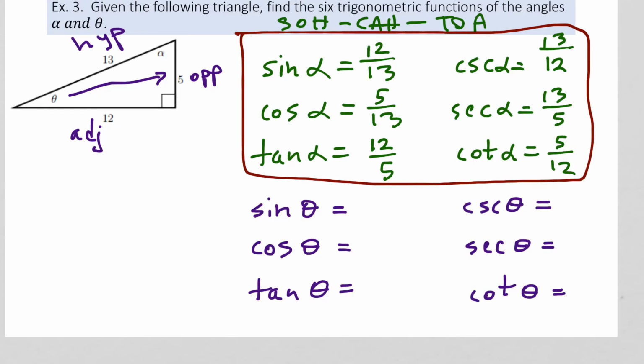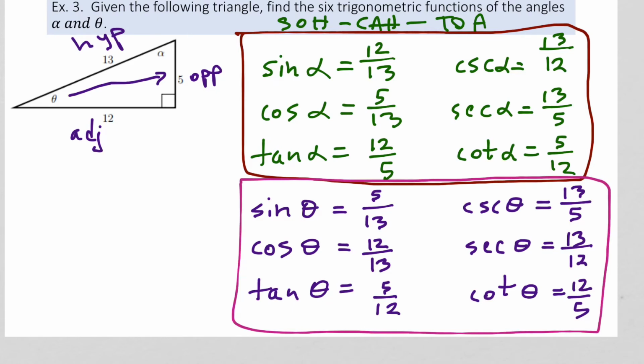So sine is opposite over hypotenuse. So that would be 5 over 13. Cosine is adjacent over hypotenuse, 12 over 13. Tangent is opposite over adjacent, 5 over 12. And then I've got my reciprocals on the other side, cosecant, secant, and cotangent.